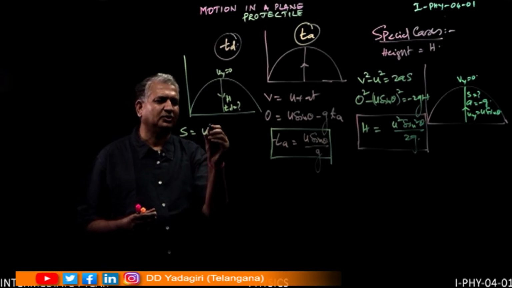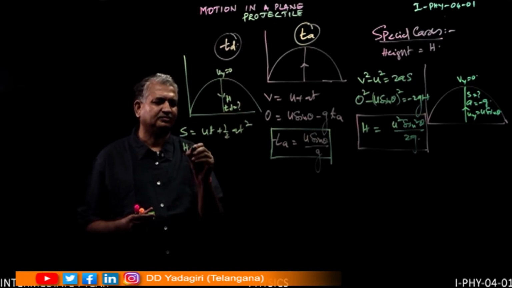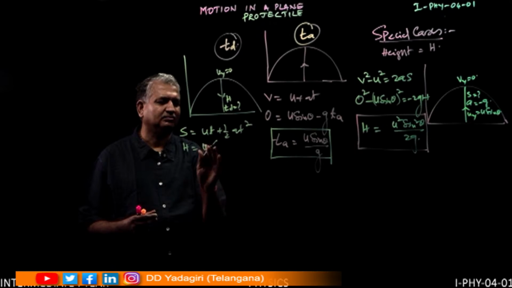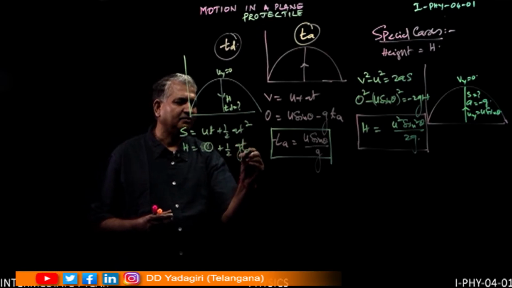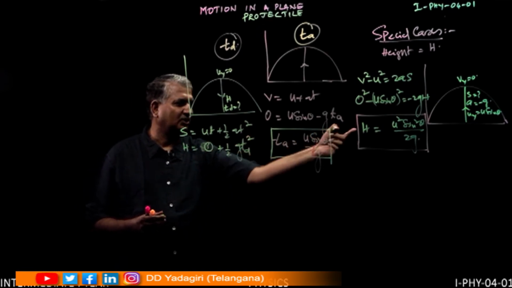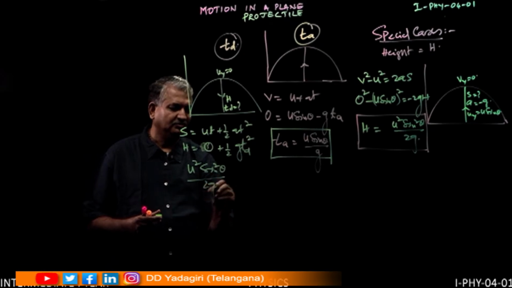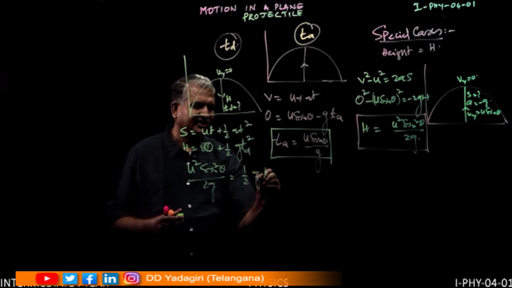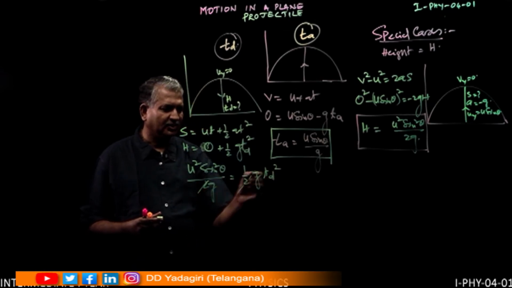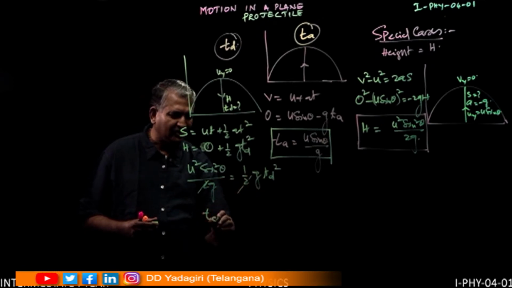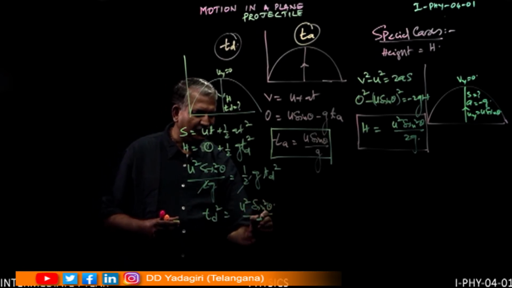s = ut + ½ at². s అంటే ఎత్తు అండి, ఇక్కడ h. u అంటే 0 కాబట్టి మొత్తం 0 + ½ g t_d², t_d అంటే time of descent. h అంటే ఇక్కడ రాసుకుందాం, u² sin²θ / 2g = ½ g t_d². ఈ half cancel అయిపోయింది, ఈ g వస్తే g². సో t_d² = u² sin²θ / g².